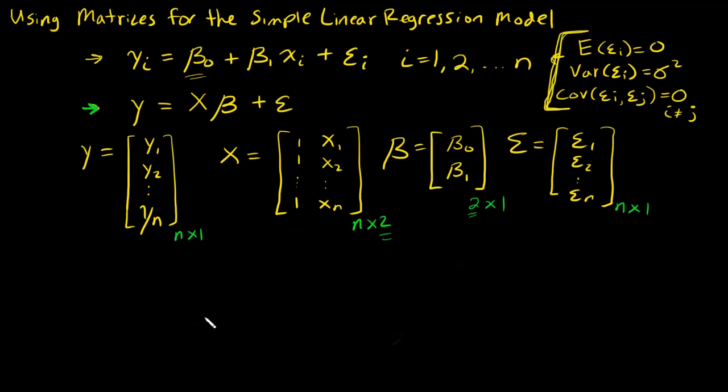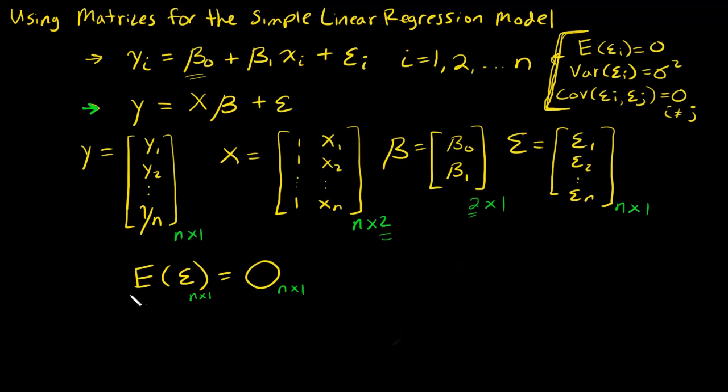Well, we can write them a little differently now that we have matrix notation. So how are we going to write them? Starting with the expected value of epsilon: instead of epsilon_i, now it's this vector of epsilons. This is going to be zeros, and it's not just a single 0, but if epsilon is n by 1, then this is an n by 1 vector of zeros.